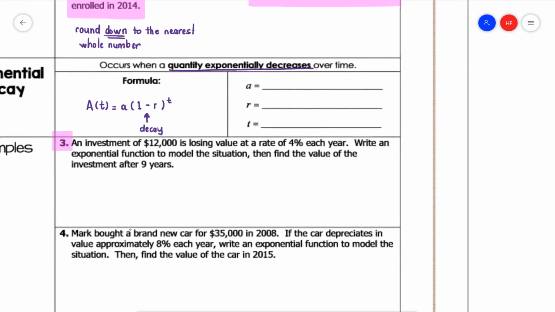So the variables are all the same, where A is the initial amount, R is the rate of decrease as a decimal, and T is the number of time periods, which a lot of times is going to be years again.